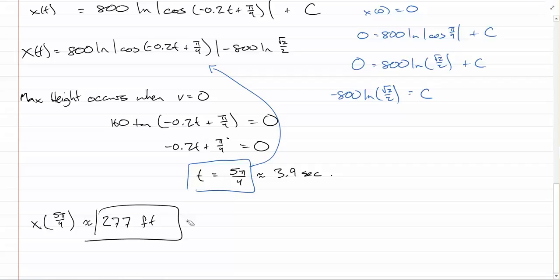A little shortcut there, actually. We didn't actually have to find this t. The velocity is 0 when this argument is 0, and so really I could have just taken this whole thing and plugged it in. So the argument of cosine would be 0. Cosine of 0 is 1. Natural log of 1 is 0. So really, the answer was just right here. It was this negative 800 natural log of square root of 2 over 2, which happens to be 277.